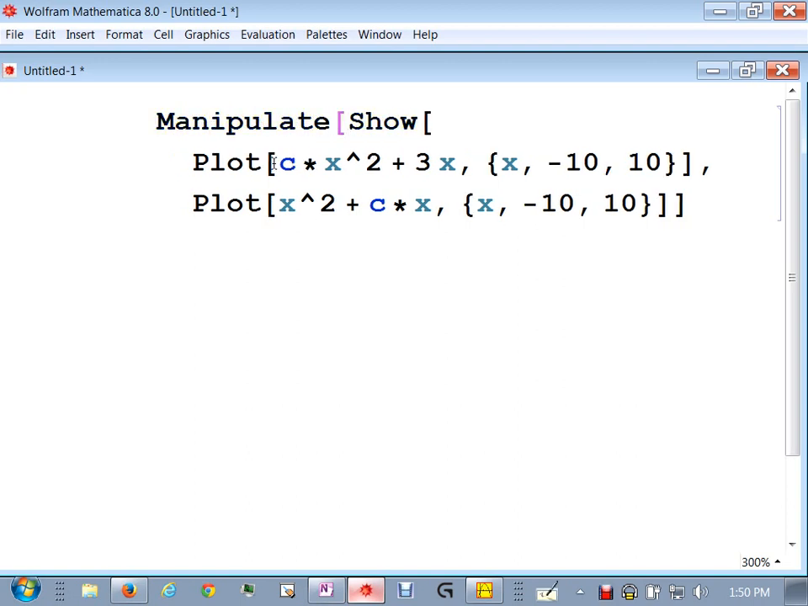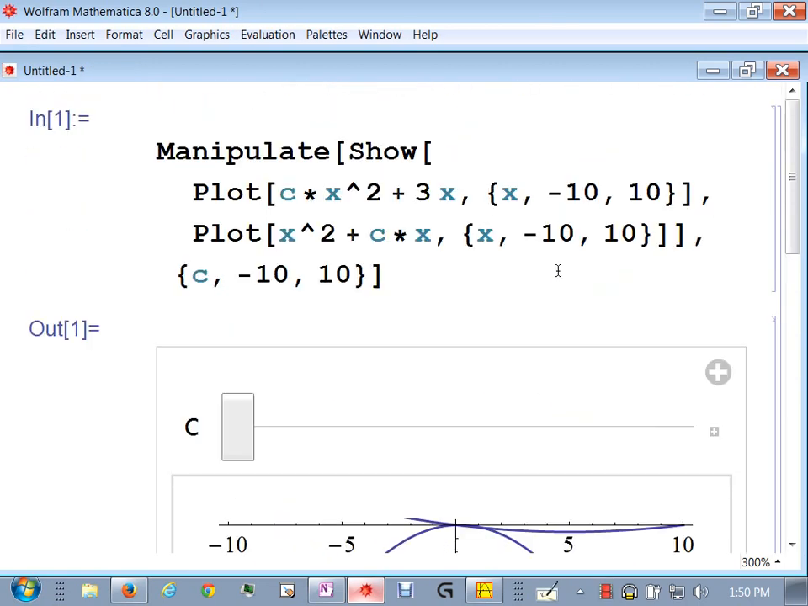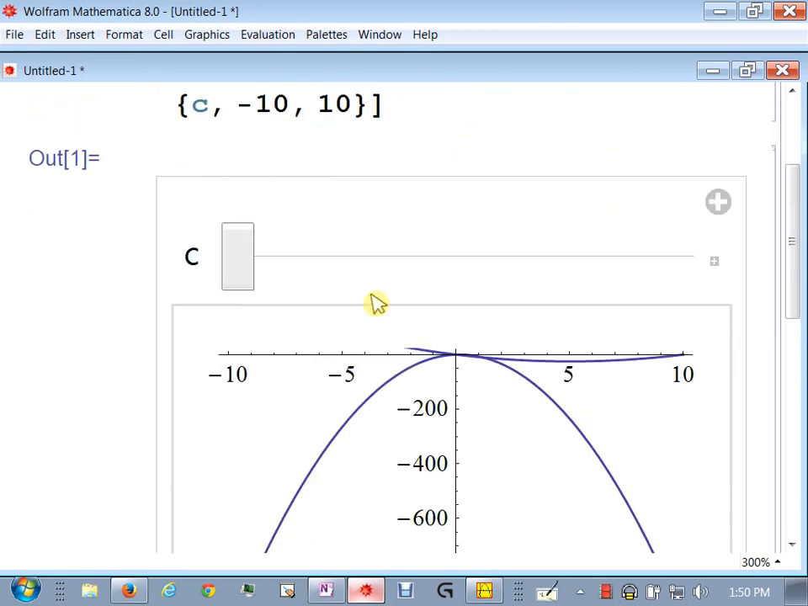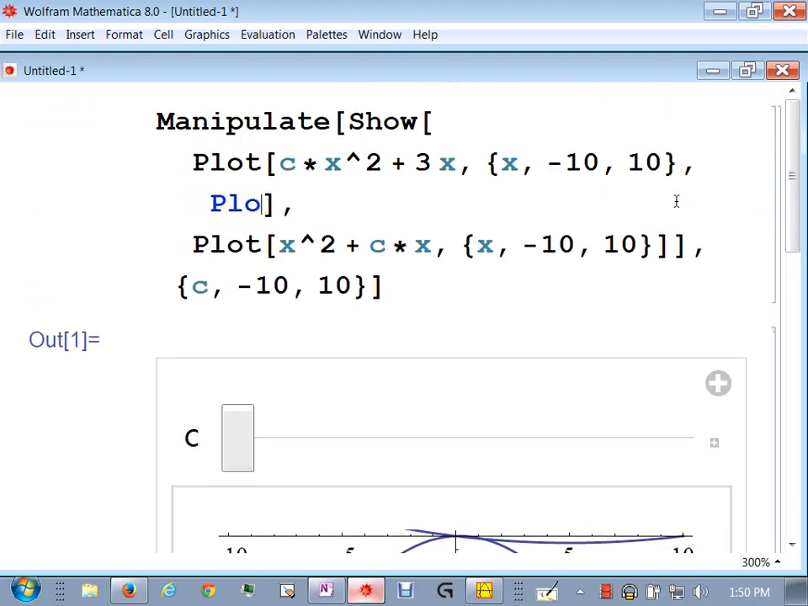Manipulate is a command that I can use to allow me to control what c is. So I'm going to control c. I'm going to say from -10 to 10. I don't like that plot range. One more thing, plot range 20. I don't know how good this is going to be.